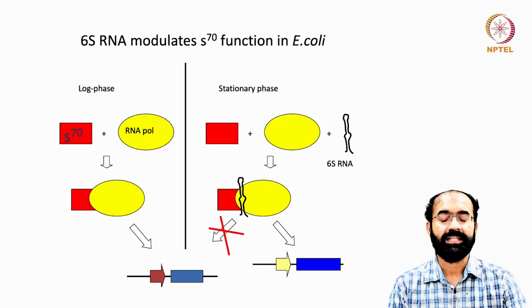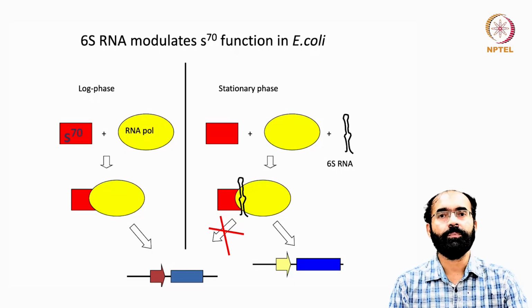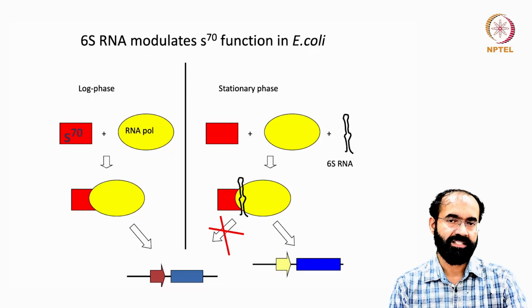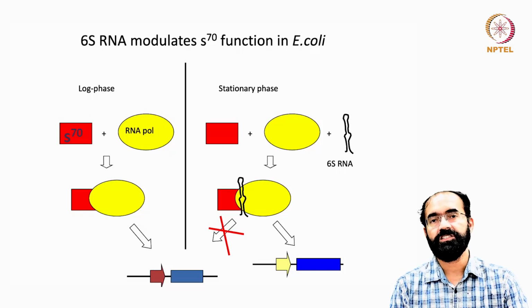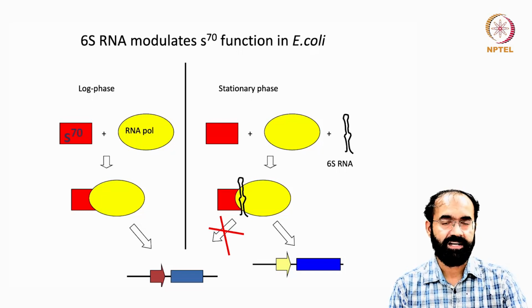Xist RNA that can modulate sigma 70 function in E. coli. Let us see a situation. Normally we know bacteria grow in 3 phases. One is a lag phase. Say you took a medium and inoculated bacteria. The first stage is the lag phase. Then it has a log phase, and then it has a stationary phase.